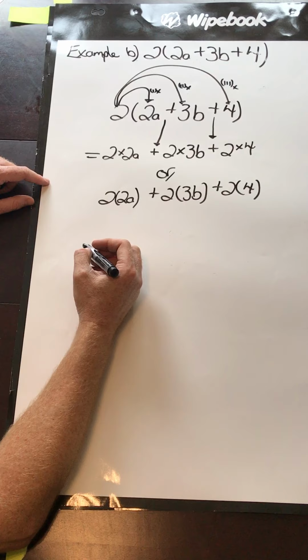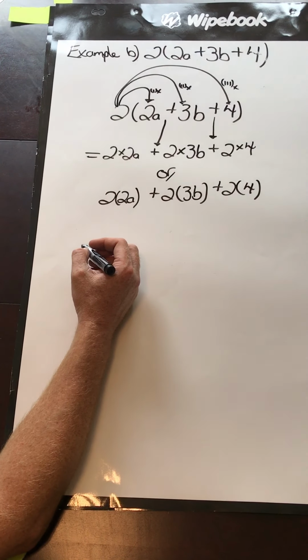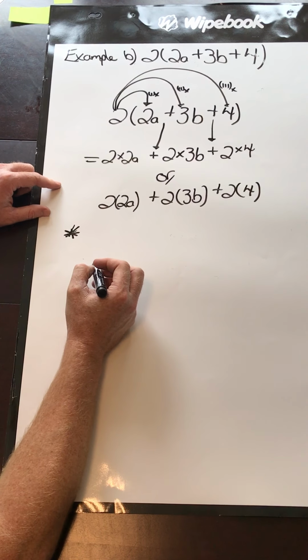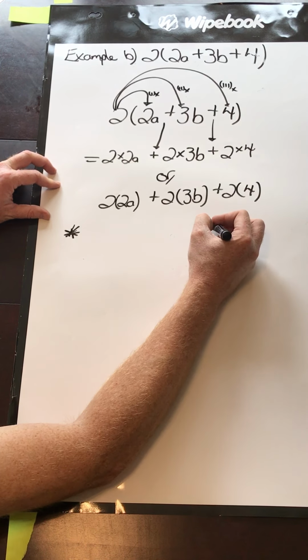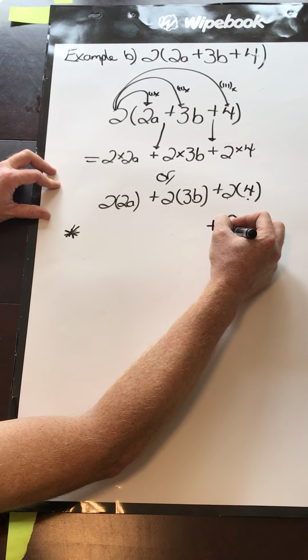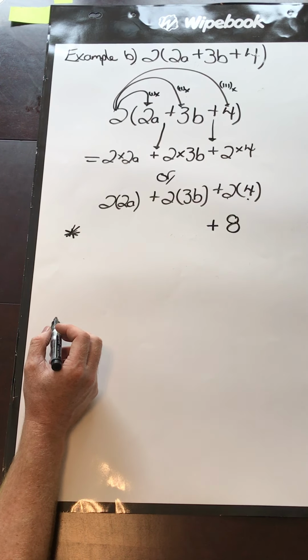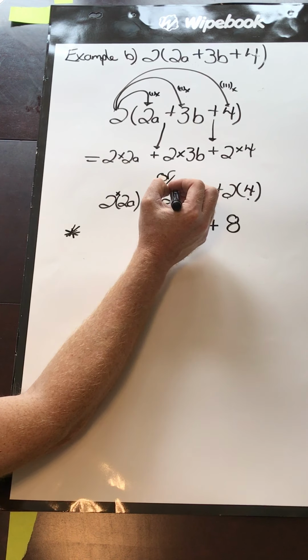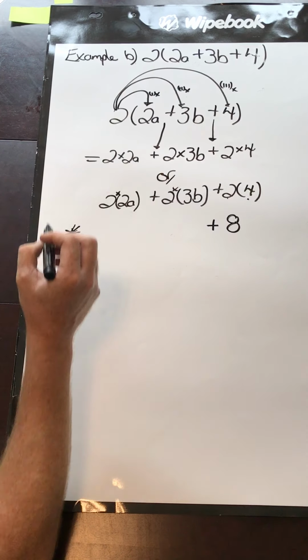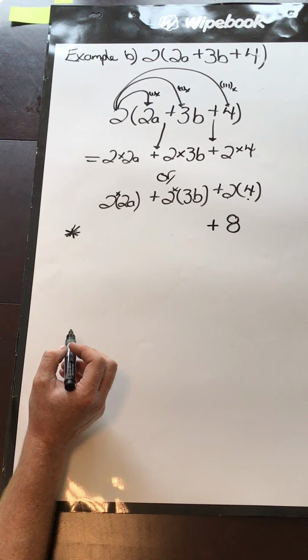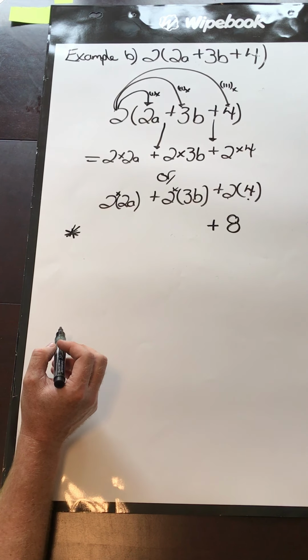Okay, now I want to simplify if possible. Now this is important. I am able to simplify this. We are obviously able to simplify the 2 times 4 here. We know that that is going to equal 8. However, we are also able to multiply the 2 times 2a and the 2 times the 3b, even though they're not like terms, because we can multiply not like terms together.